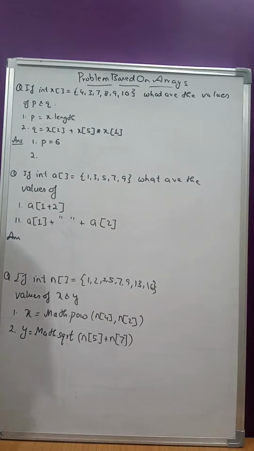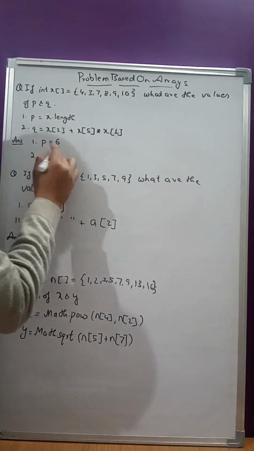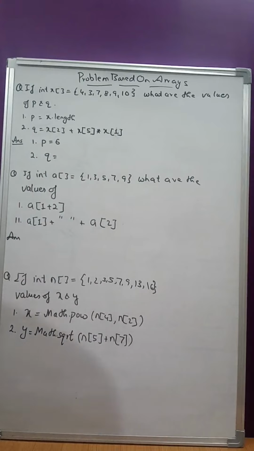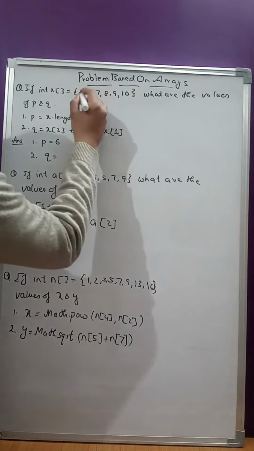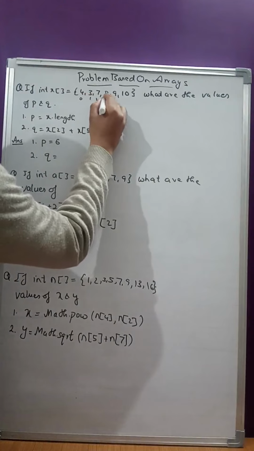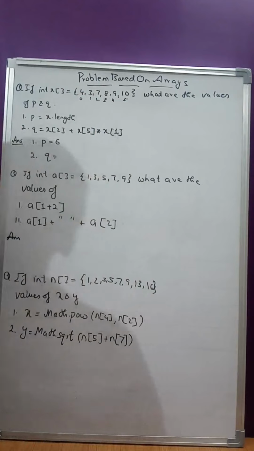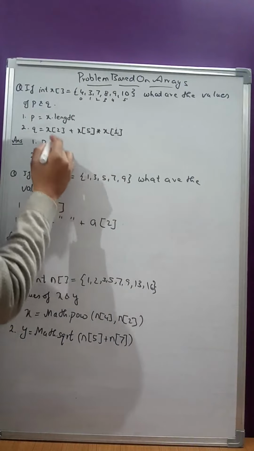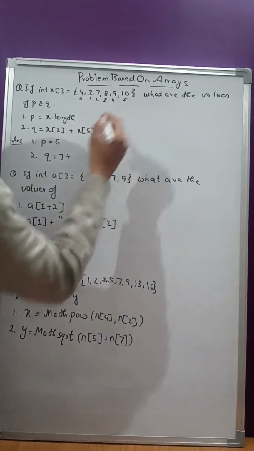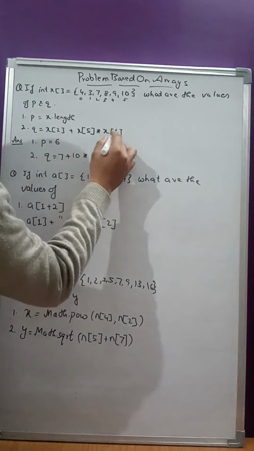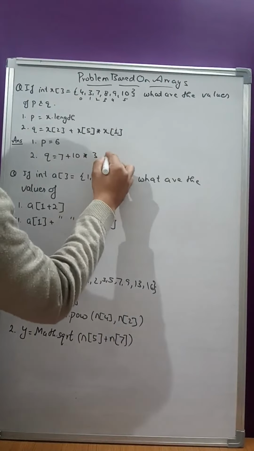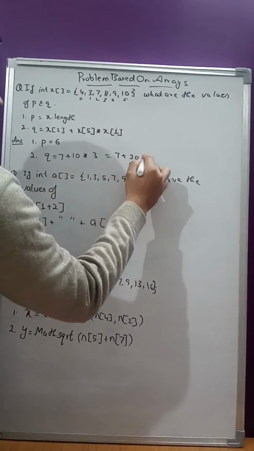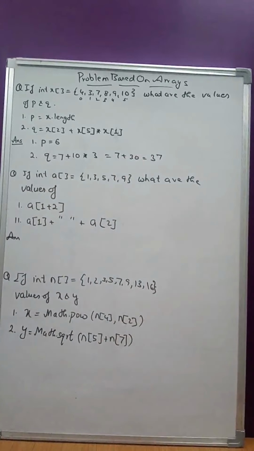In the second part you can see q is equal to x of 2 plus x of 5 multiplied by x of 1. That means the values are based on the indexes in the array. First write down the index numbers starting from 0, 1, 2, 3, 4, 5, right? So x of 2 is 7, plus x of 5 is 10, multiplied by x of 1, which is 3. So it will be 7 plus 30, that is equal to 37. So this is how you calculate the values for p and q.